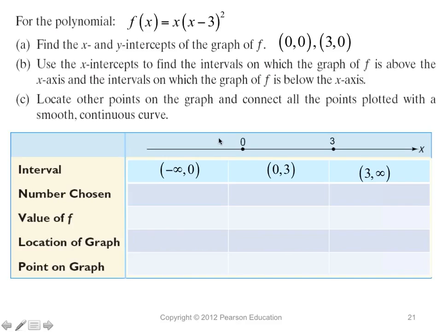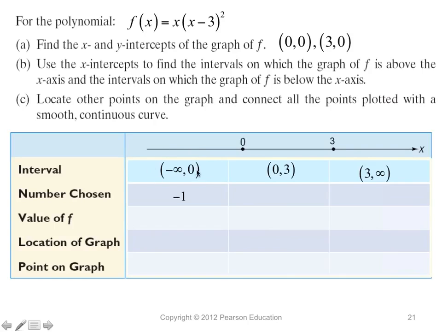So if we take a look at a number line here, it has a 0 on it and a 3 on it because those were our two x-intercepts, (0, 0) and (3, 0). And then we write these as intervals. So this interval is going to go all the way from negative infinity up to 0. And then we're going to have another interval from 0 up to 3. And then a third interval from 3 to infinity. And then all we need to do is just plug in some points, okay?